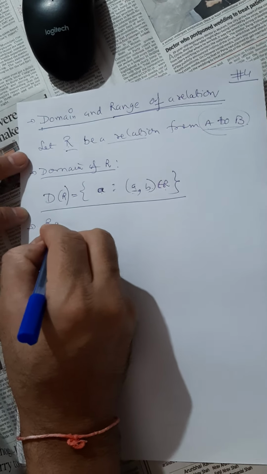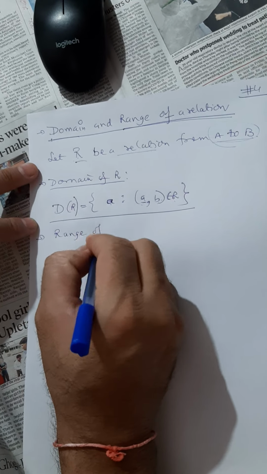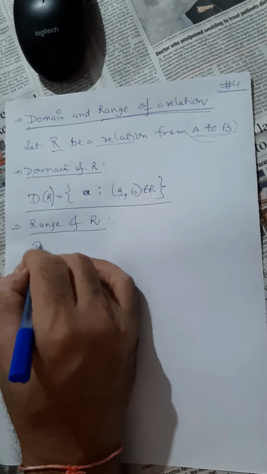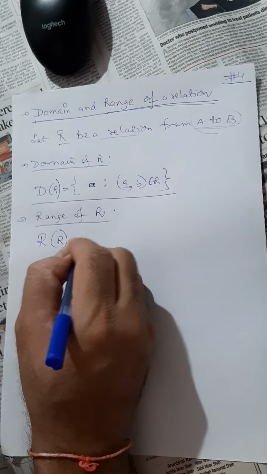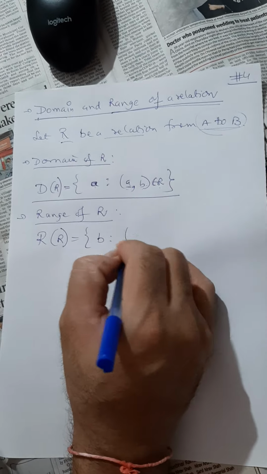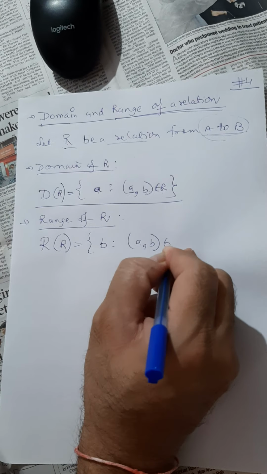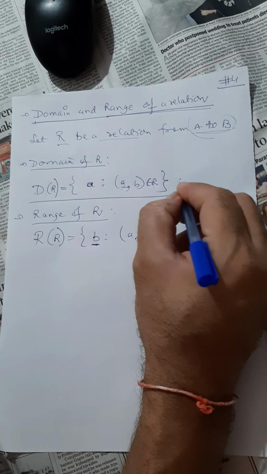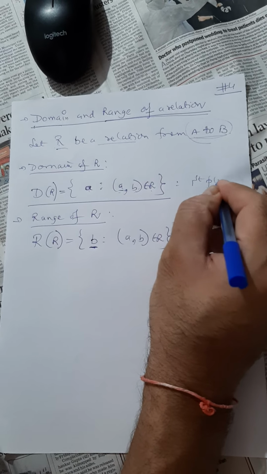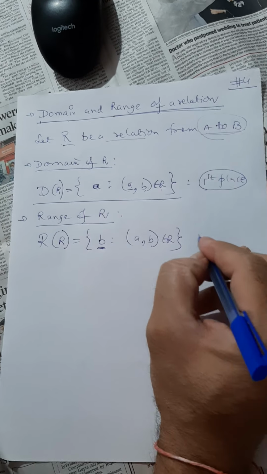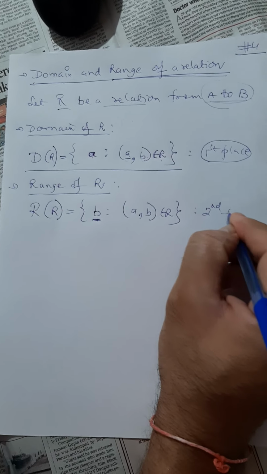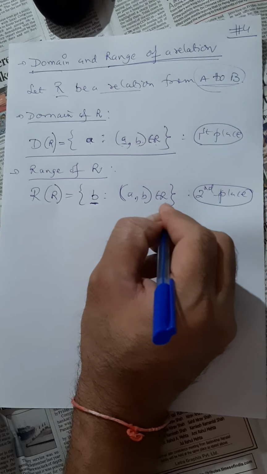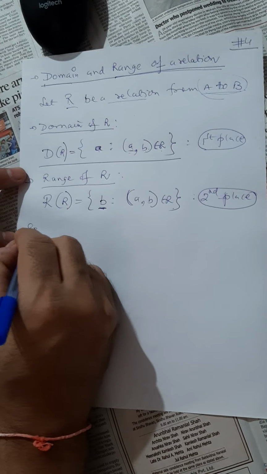And the range of relation R equals all elements which are at the second place. So (a, b) belongs to R, then you collect all elements which are at the second place. Here, elements which are at the first place; here, elements which are at the second place in each ordered pair of the relation R.